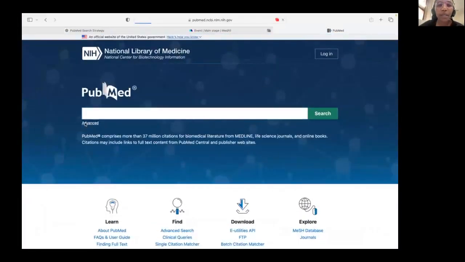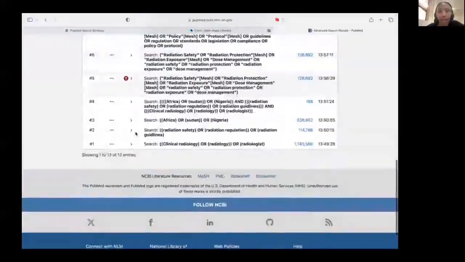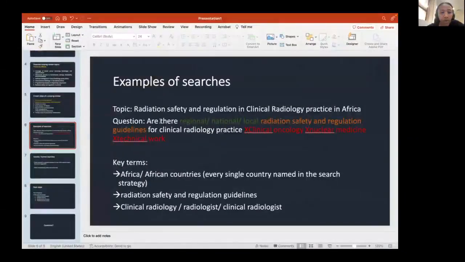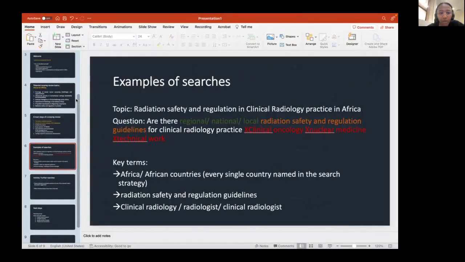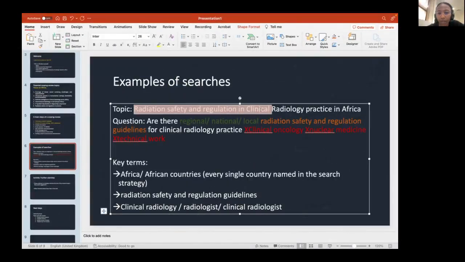Okay, so for the last person that joined us, what we tried to do was look at this specific research question. Of the 6 topics that we had, this is the one that we chose: radiation safety and regulation in clinical radiology practice in Africa.